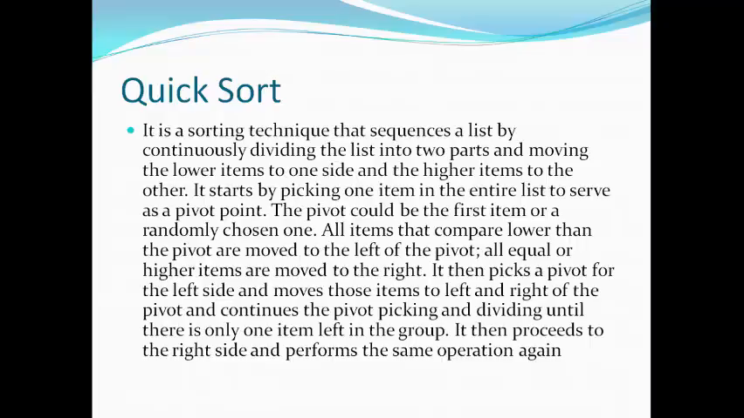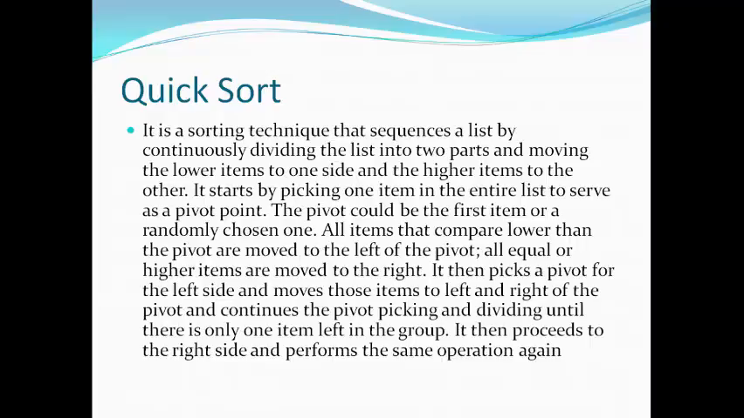It is a sorting technique that sequences a list by dividing the list into two parts and moving the lower items to one side and the higher items to the other side. It starts by picking one item in the entire list to serve as a pivot point. All the items that compare lower than the pivot are moved to the left of the pivot, and equal or higher items move to the right.